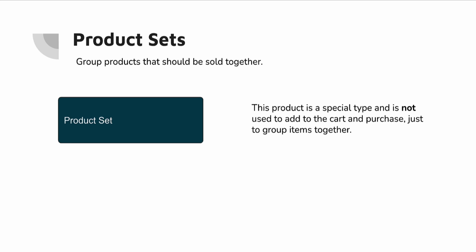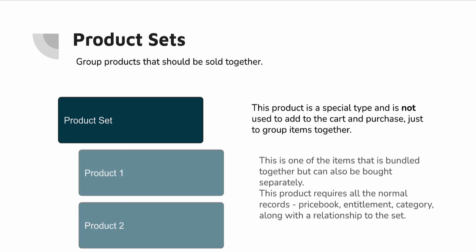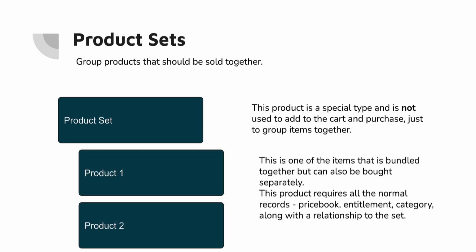And this allows us to group products underneath it. You should keep in mind though, this product is not actually added to your cart. It's just there to group things together. So we'll show you this in a moment, but keep that in mind. Next, you have the actual products. These are your normal products that will be grouped together and can be added to the cart at the same time. They have all the normal requirements: price book, entitlement, categories, but an additional requirement to have a relationship to this new product record with a special type of set.